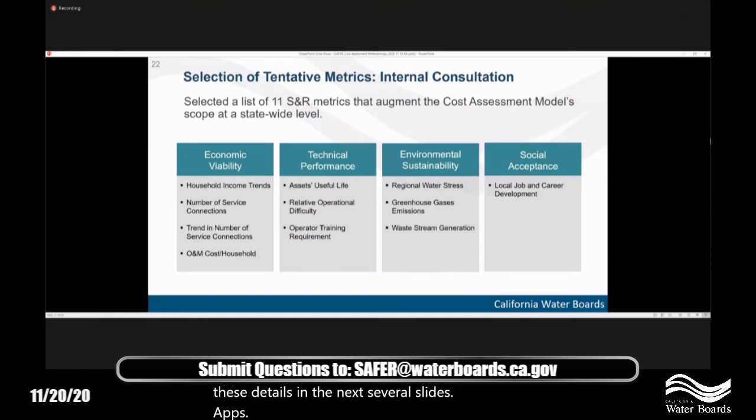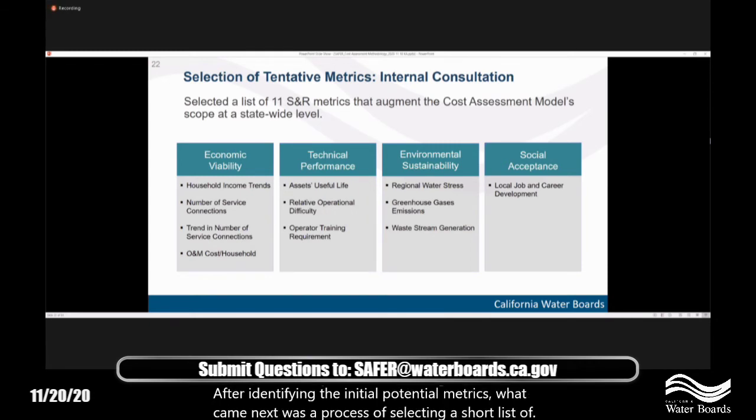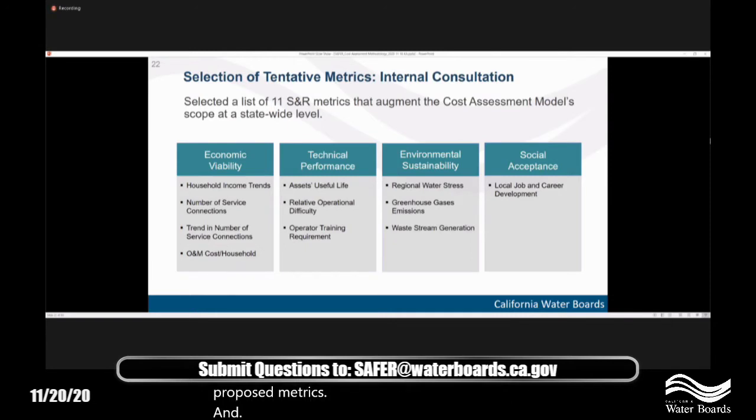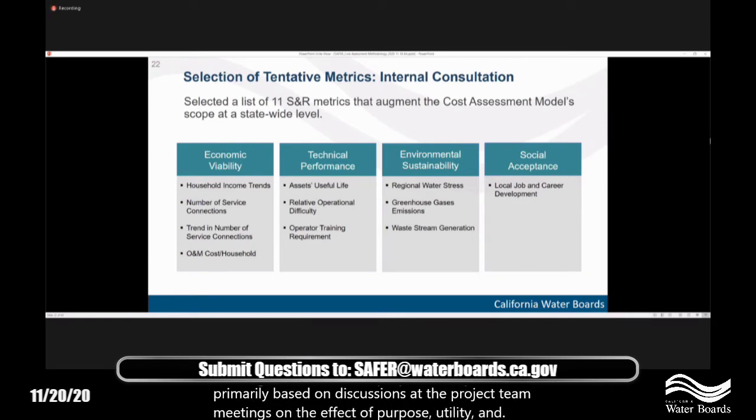After identifying the initial potential metrics, what came next was a process of selecting a short list of proposed sustainability and resilience metrics. The initial list of 58 metrics was shortlisted to 11 proposed metrics. And that selection of proposed metrics was primarily based on discussions in the project team meetings on the effective purpose, utility, and merit of each metric relative to assessing the sustainability and resiliency of the modeled solutions.